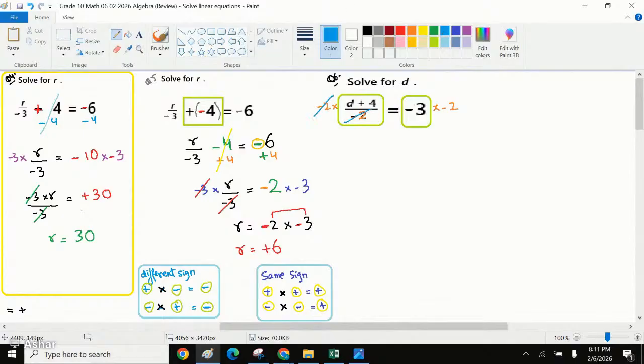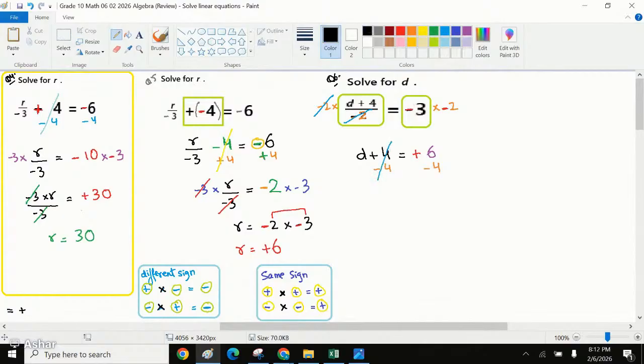-2 and -2 cancel out, because dividing and multiplying by the same number results in the removal of that number. And we know the rule, when the signs are the same, negative and negative, it becomes positive. And 3 multiplied by 2 would be 6. So the question says d plus 4 is equal to 6. We need to remove this 4, so we subtract 4 on either side.